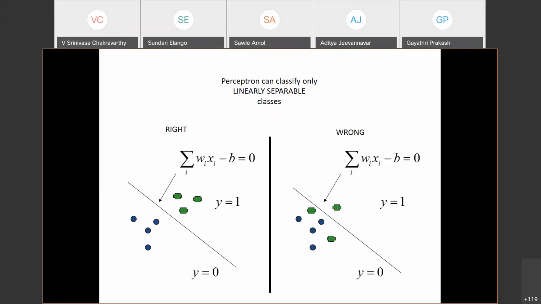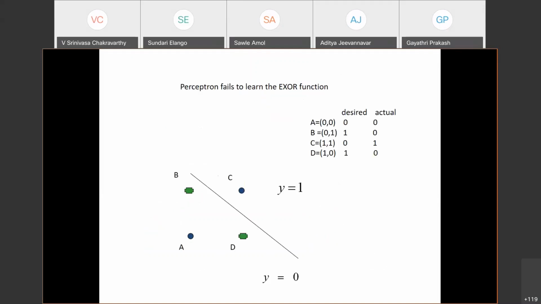So on the right side, the blue circles and the green pluses cannot be separated by drawing a line in any way you want. So if you train the perceptron on the data on the right side, it won't be able to learn it. It will keep on searching for the correct answer.